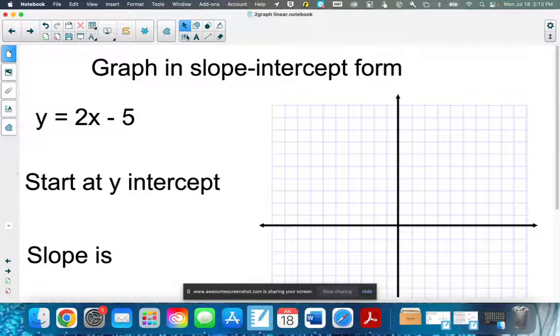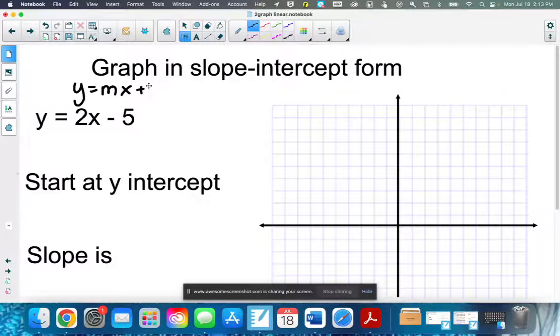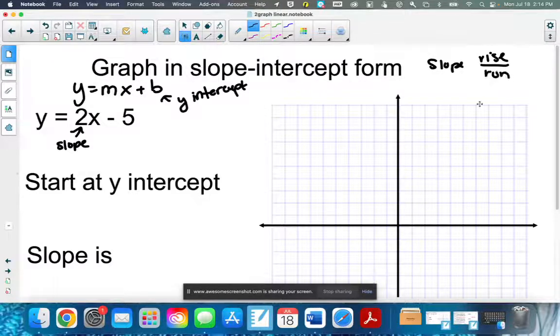The reason it's called slope-intercept form, which by the way is y equals mx plus b, is that the b is your y-intercept, right? And the m is your slope. And we normally write the slope as a fraction if we can, because slope is normally thought of as rise over run. So we need to know how far it's going up and how far it's going over. And then again, the y-intercept is also given in this equation, and that is a specific point on the y-axis.